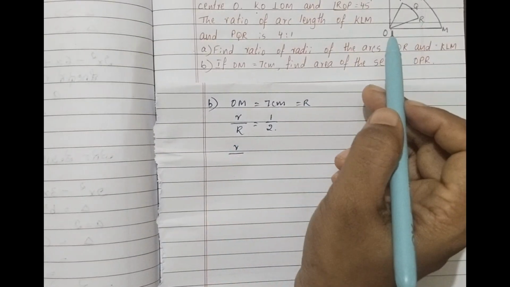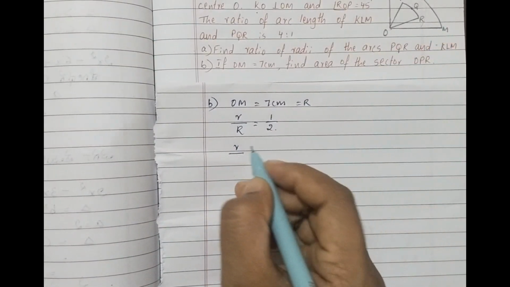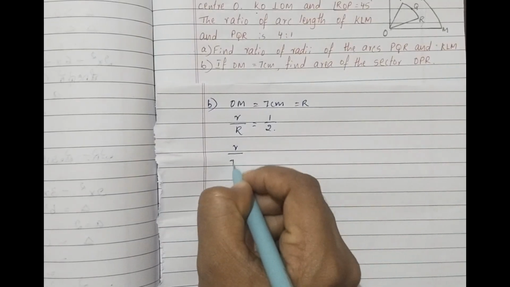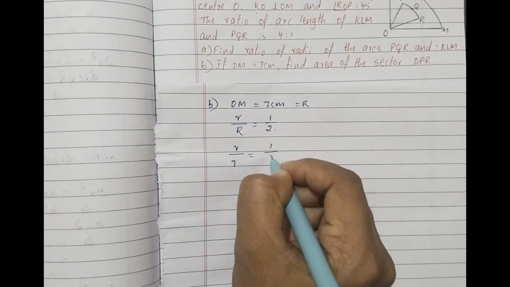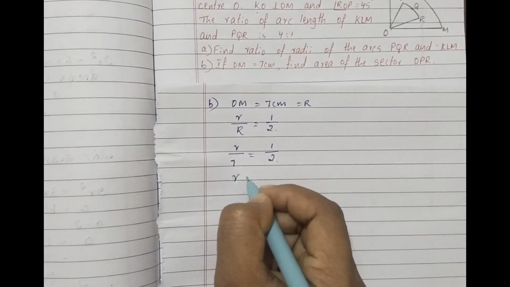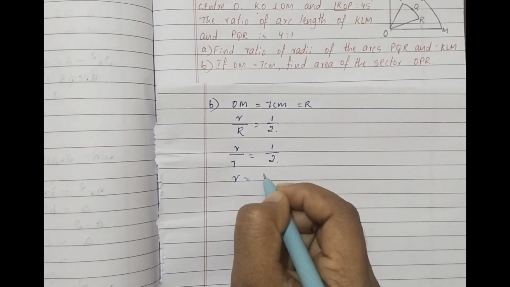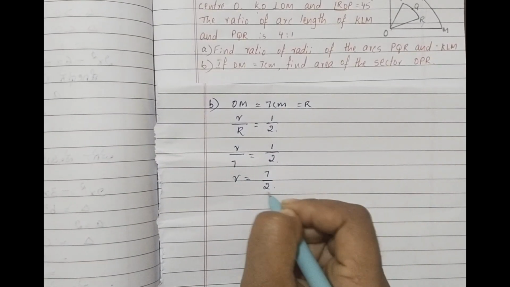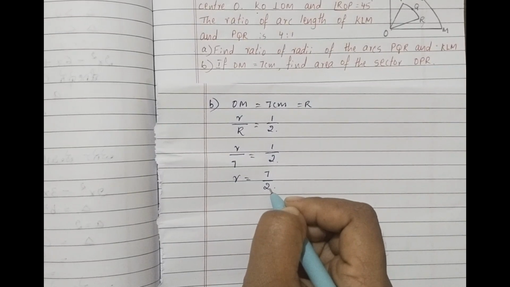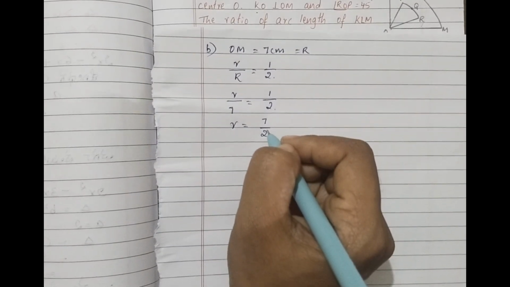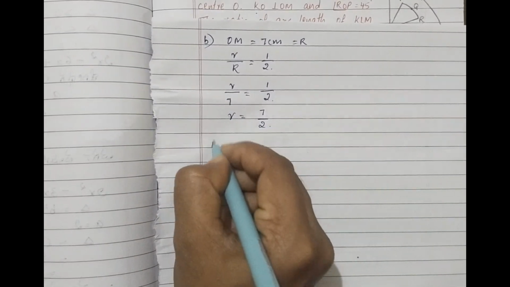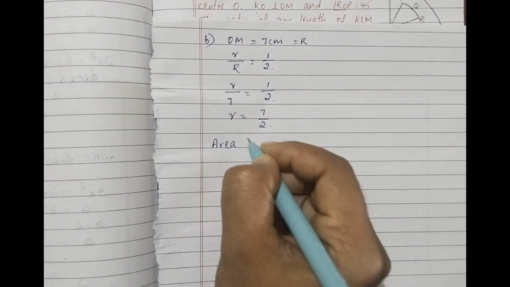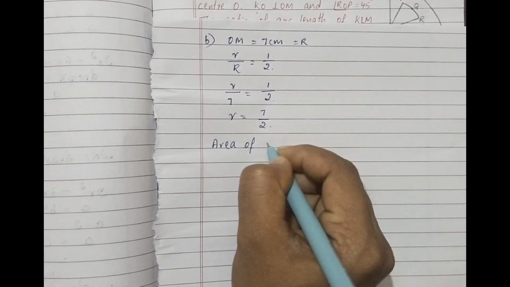We will substitute into the equation we got in the previous question. R divided by 7 is equal to 1 divided by 2. When 7 is in the denominator, on the opposite side of the equal sign it goes to the numerator. 7 divided by 2 is the other radius of the circle. Now we will find the area of sector OPQ.